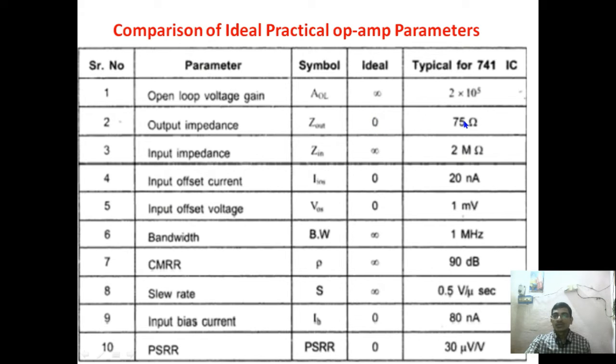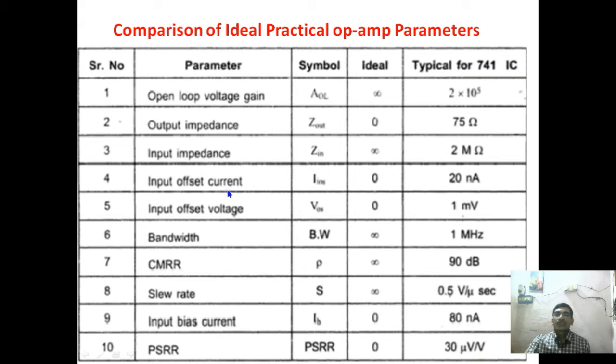Output impedance, or Z out or R naught, output resistance, is 0 for the ideal op amp and 75 ohms for the practical operational amplifier. And the input impedance is ZIN or RI, input resistance, which is infinite for the ideal operational amplifier, and for the practical op amp it is 2 megaohms.